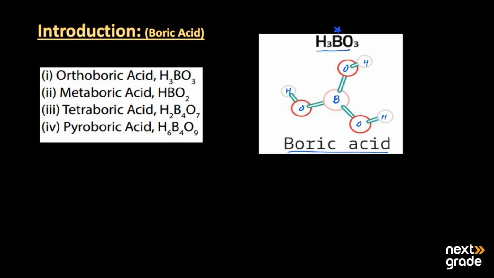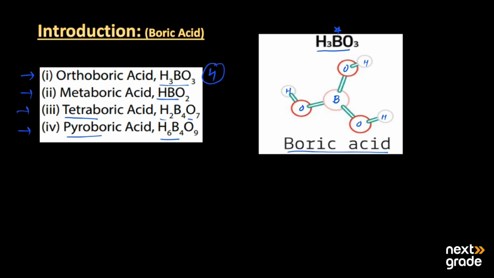We have four most important types of boric acid. The first one is orthoboric acid, its formula is H3BO3. The second is metaboric acid, its formula is HBO2. Third is tetraboric acid, its formula is H2B4O7. And the fourth one is pyroboric acid, its formula is H6B4O9. So these are the four main types of boric acid.